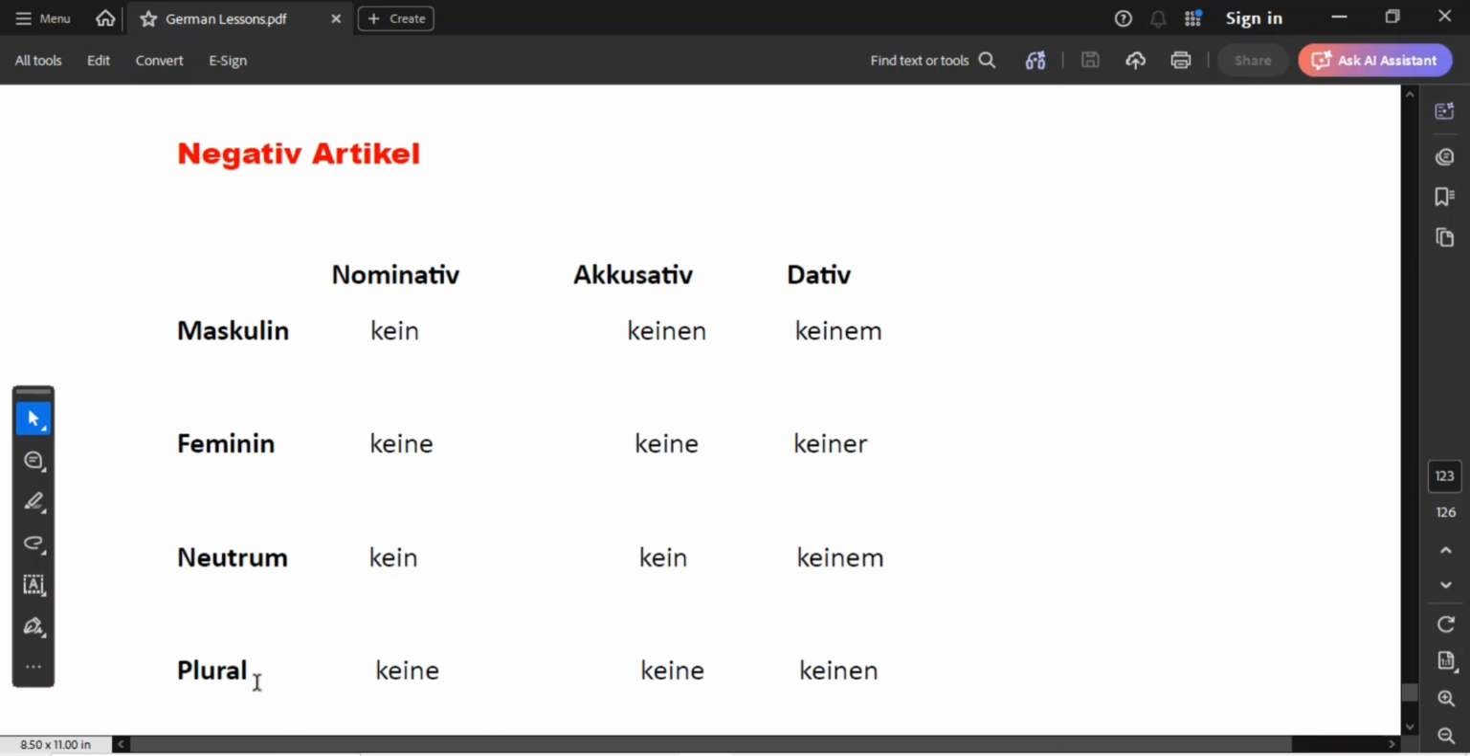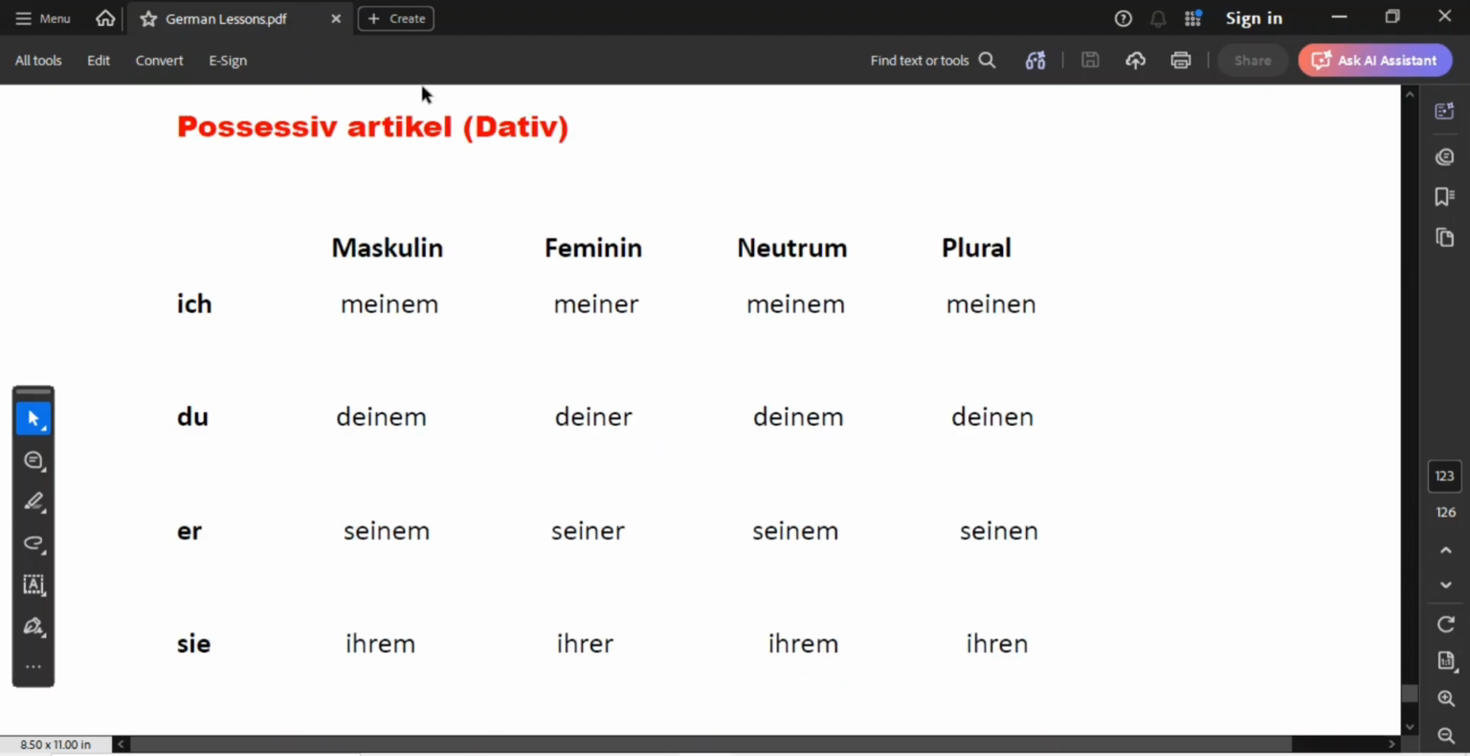Then in plural we have keine, keine, keinen. So in dative, in masculine we have keinem, which is the same as in neutral where we have keinem. In feminine we have keiner, and in plural we have keinen.